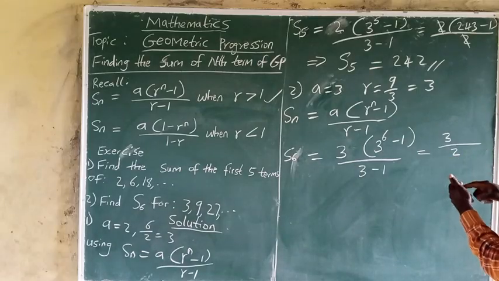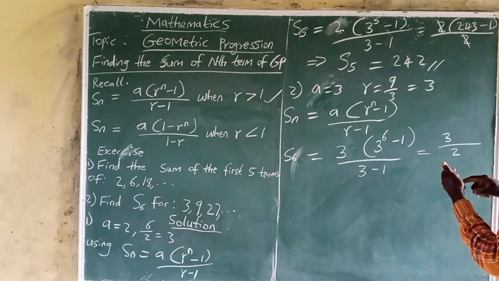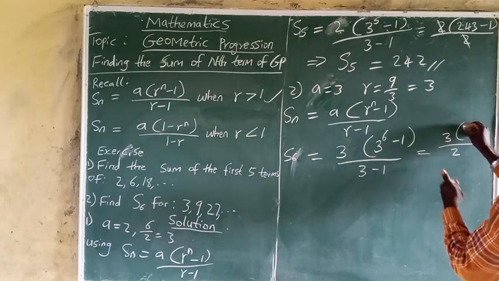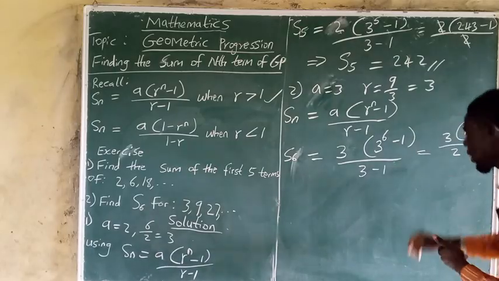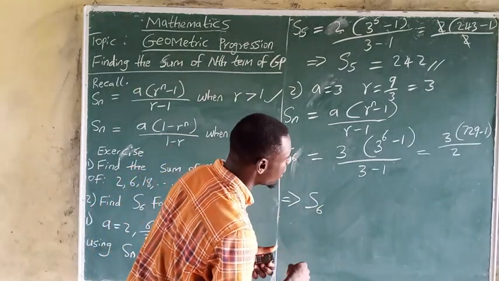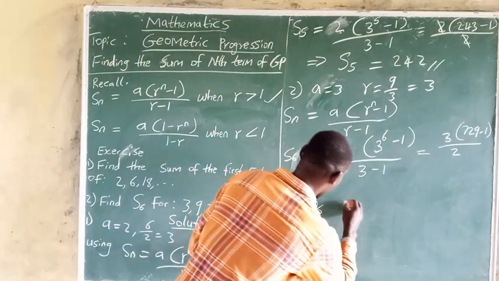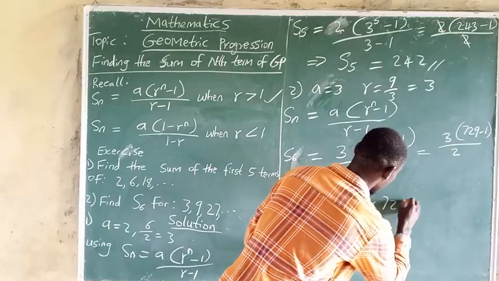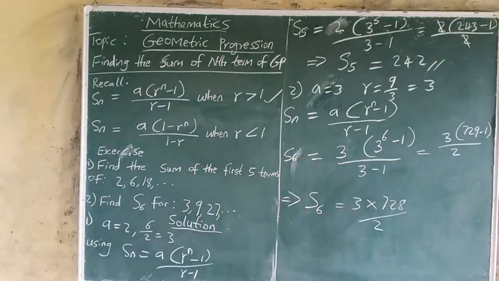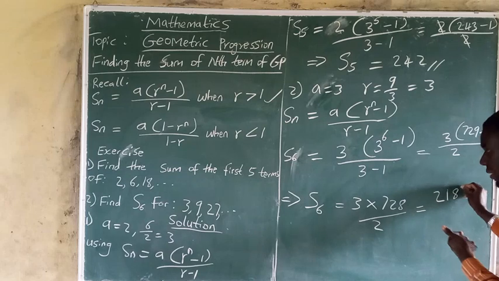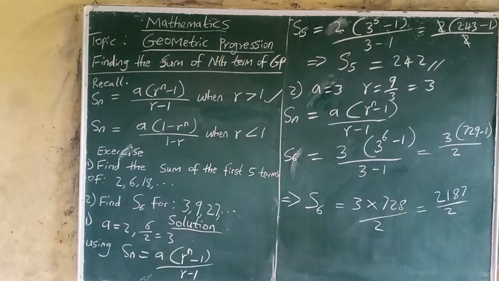Now here will give us 3 times, bracket open, 729 minus 1, which implies that the sum of the GP on the sixth term will be equal to 3 times 728 all divided by 2. 728 all divided by 2, which is equal to, which should give us 2187 divided by 2.